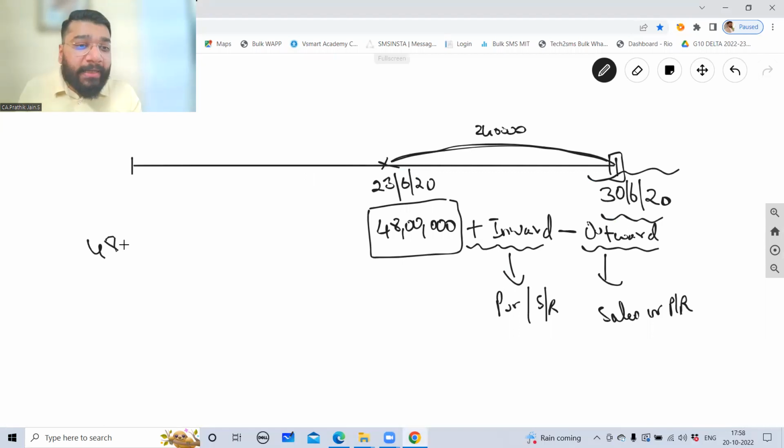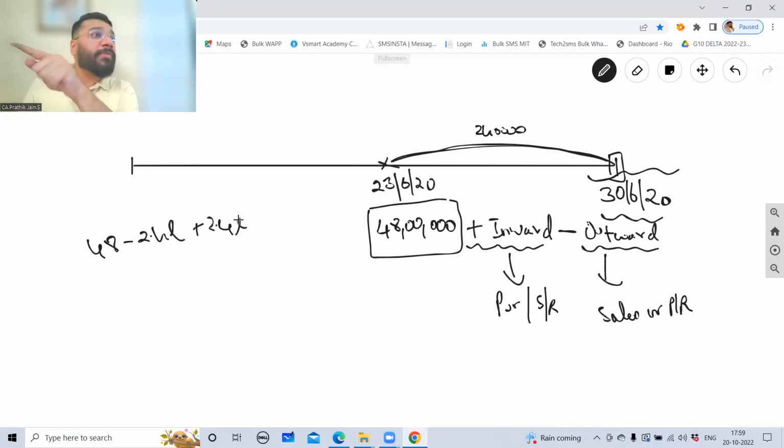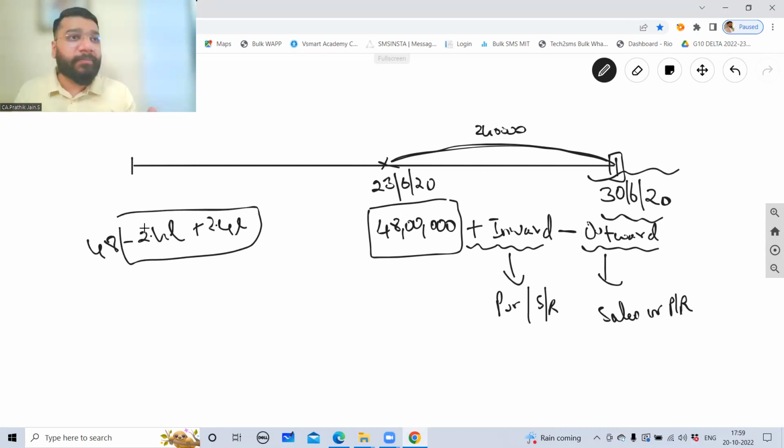So from this 48 lakh, I need to deduct the outward 2.4 lakh. Then till 30th June, the goods were not sold by the consignee. So their stock is our stock. Their stock is our stock. So physically on 30th June, the inventory of 2.4 lakh will not be in our premises. But we have to add that, right? So we'll add 2.4 lakh because their inventory is our inventory. So can I say minus 2.4 lakh plus 2.4 lakh, no impact?